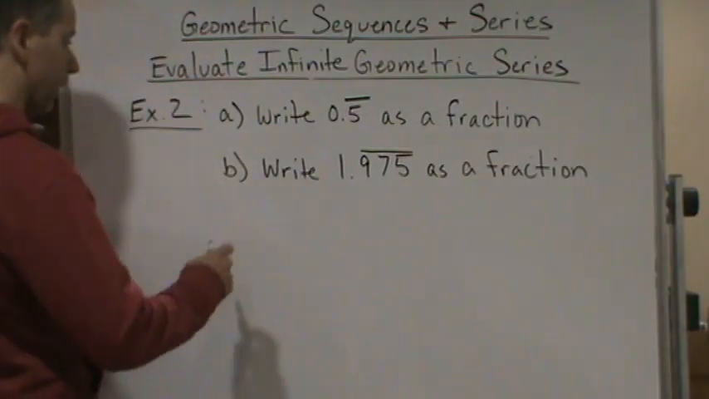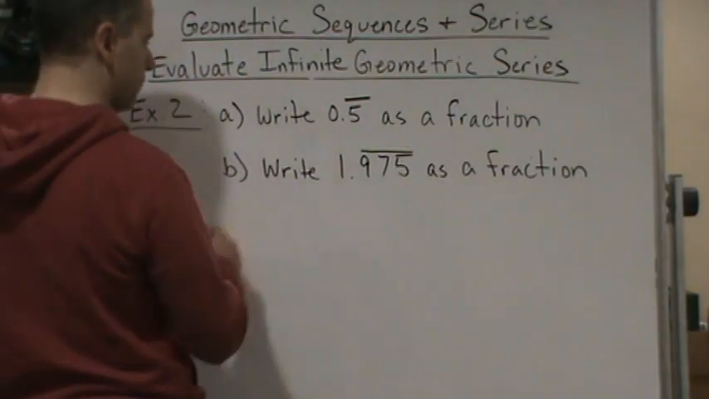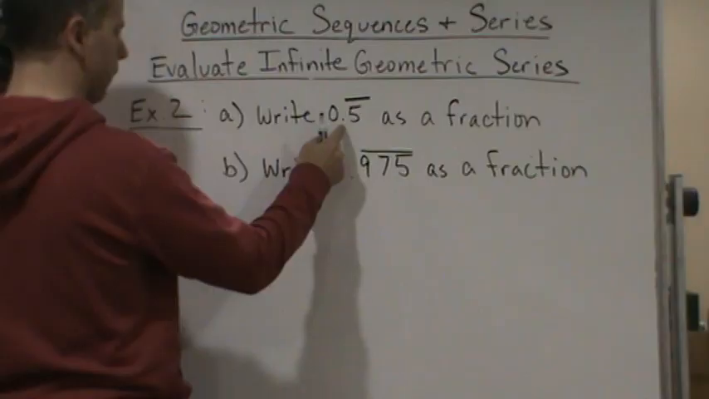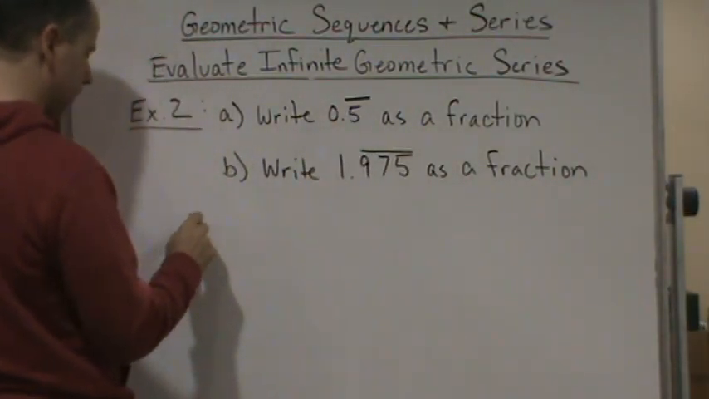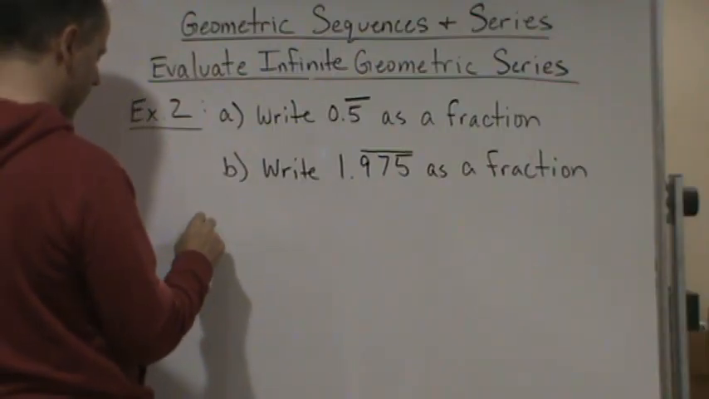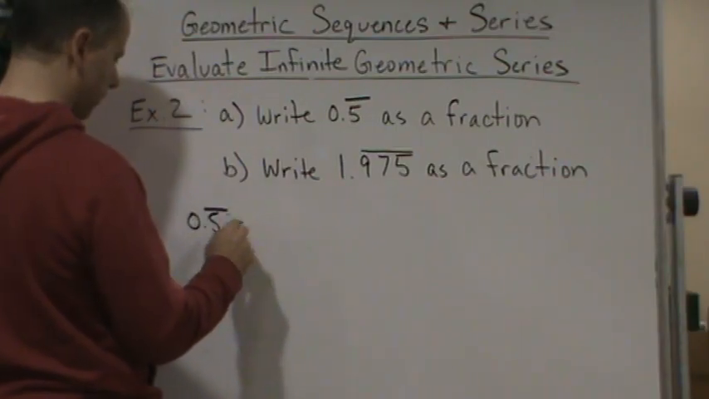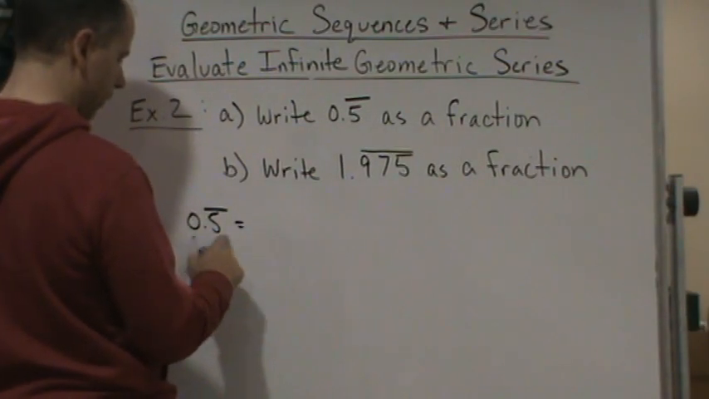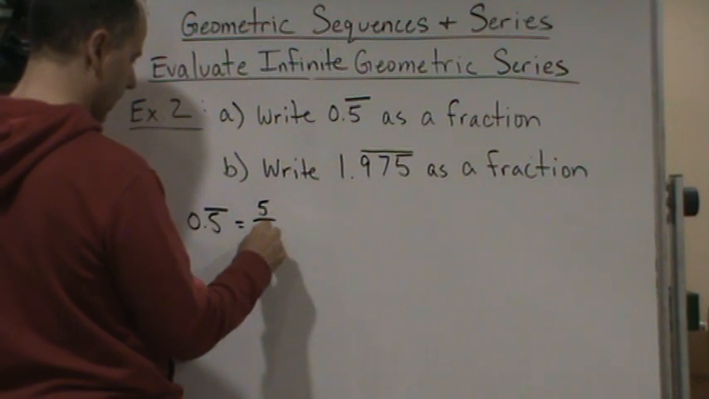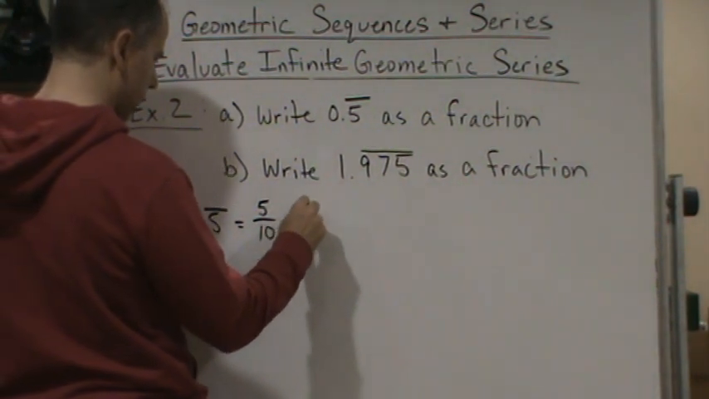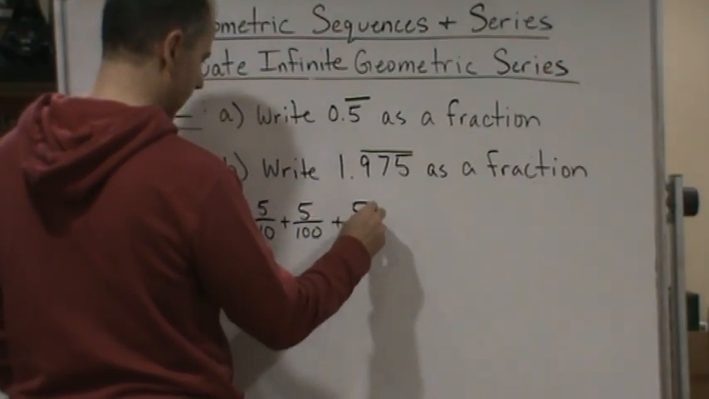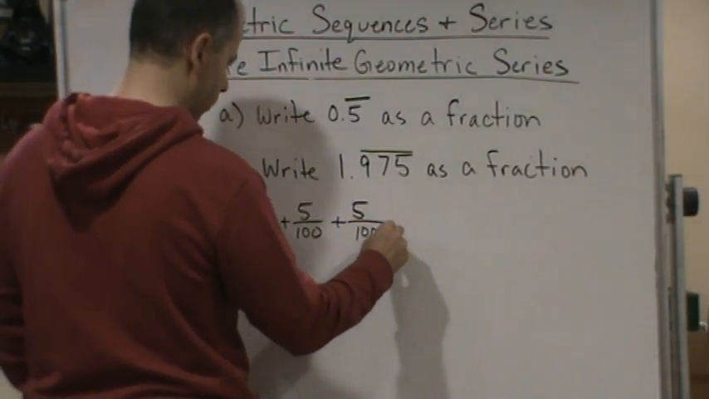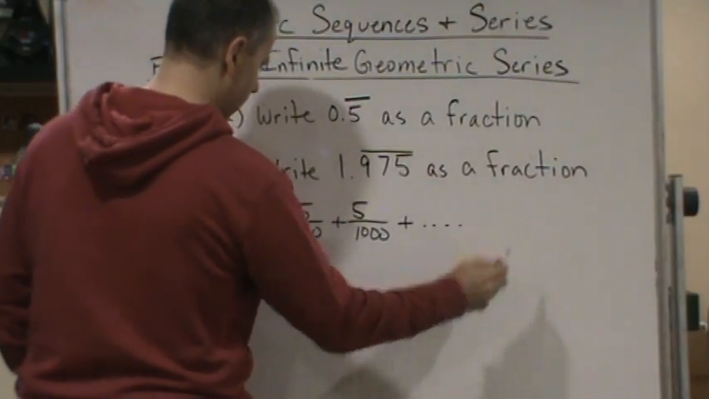So let's take part A. Let's take this repeating 0.5, write this 0.555 and on. And so we can rewrite this as what? Right? It's going to be 5/10 plus 5/100 plus 5/1000 and so on, right?